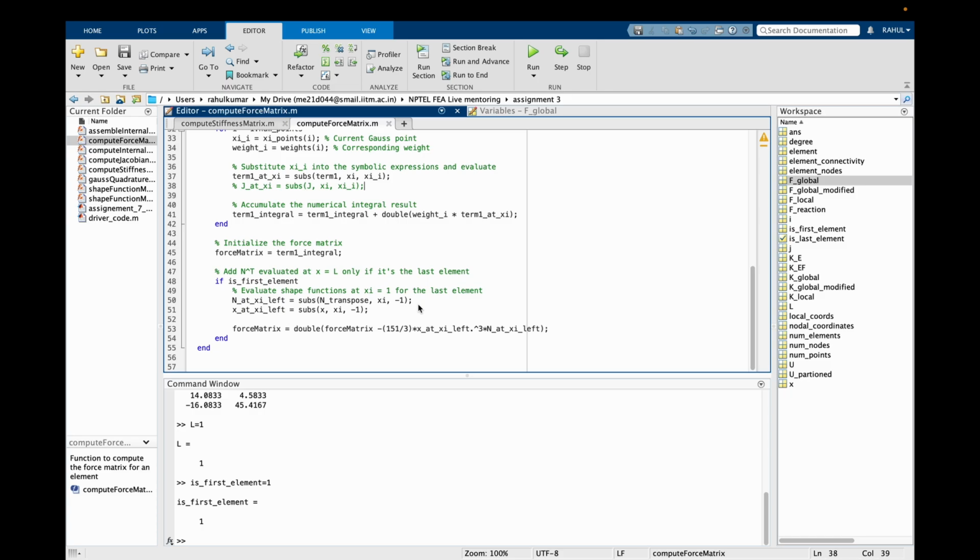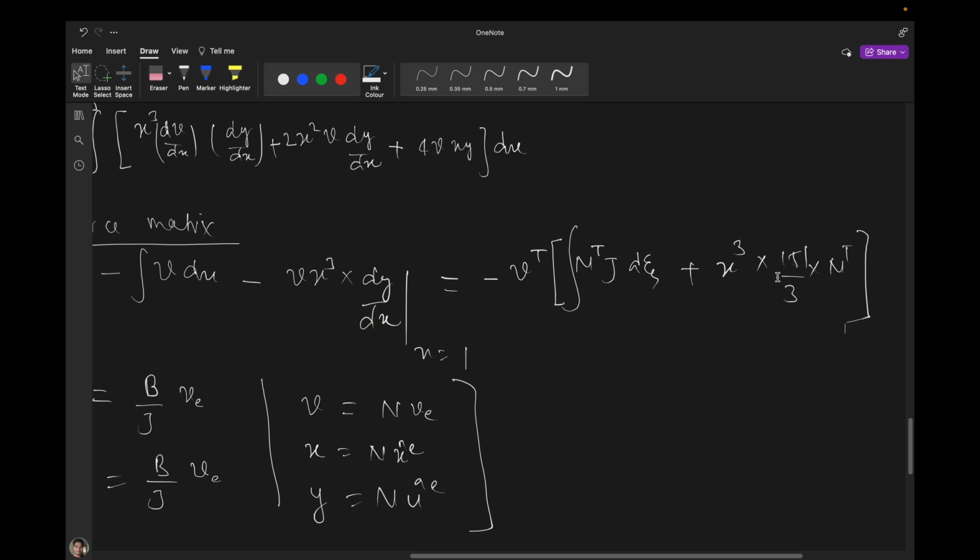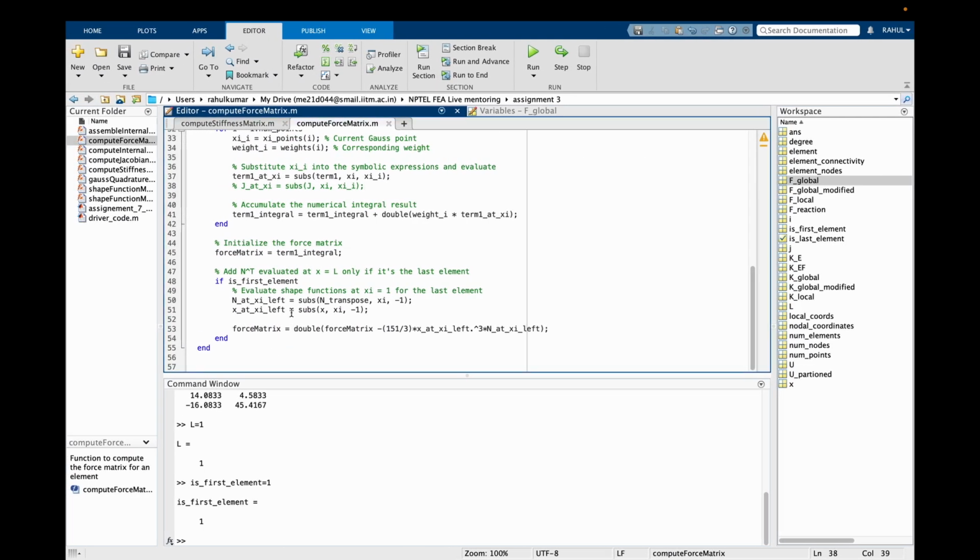Yes, sir. So here, in place of n, we need to write n transpose, and that is in terms of zeta. So in place of zeta I have to write -1. Also we need to write x, so in place of x also I need to write x equal to x, zeta equal to -1.